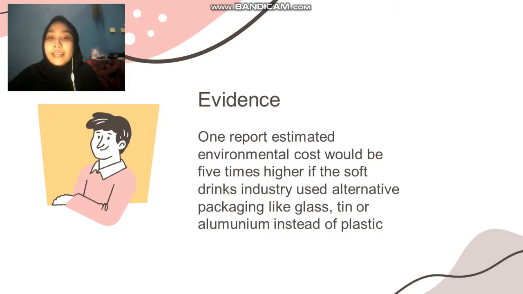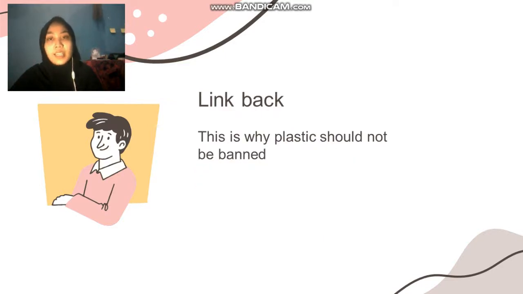And go to evidence. One report estimates environmental costs would be 5 times higher if the soft drink industry used alternative packaging like glass, tin, or aluminum instead of plastic. So the evidence is that when the industry uses glass, tin, or aluminum instead of plastic, the cost would be higher than using plastic. And the link back is, like, this is why plastic should not be banned.